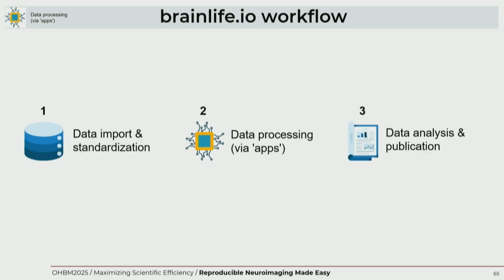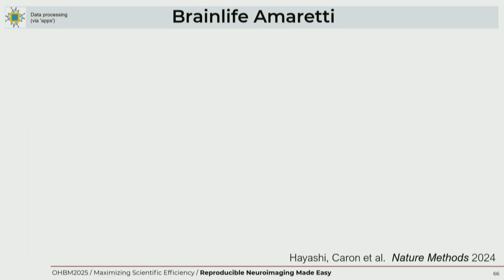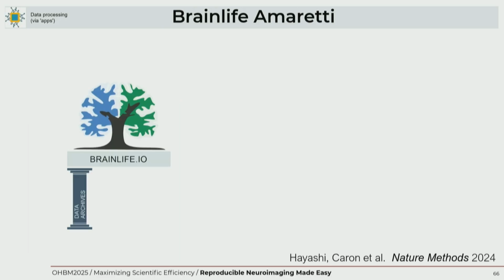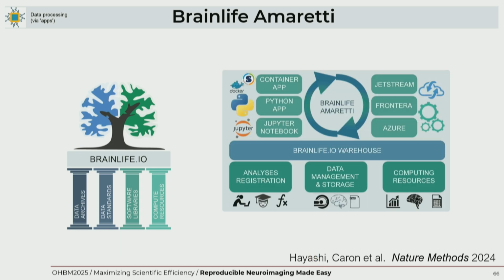Okay, so we've imported our data. That's where the next step now comes in, so we can move on to data processing, which is where the containerized apps come in. So we've seen that BrainLife puts data archives and standards at the center there with that import process, but it has another side underpinned by software libraries and compute resources. So how does it actually run these things? And what makes this possible is a technology called BrainLife Amaretti at the center here.